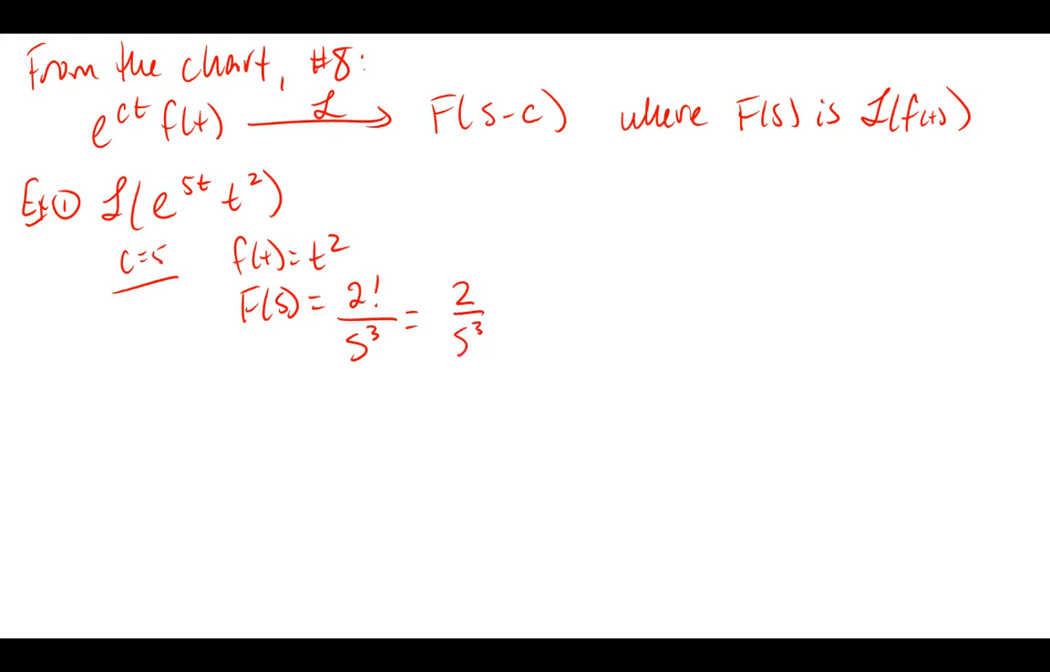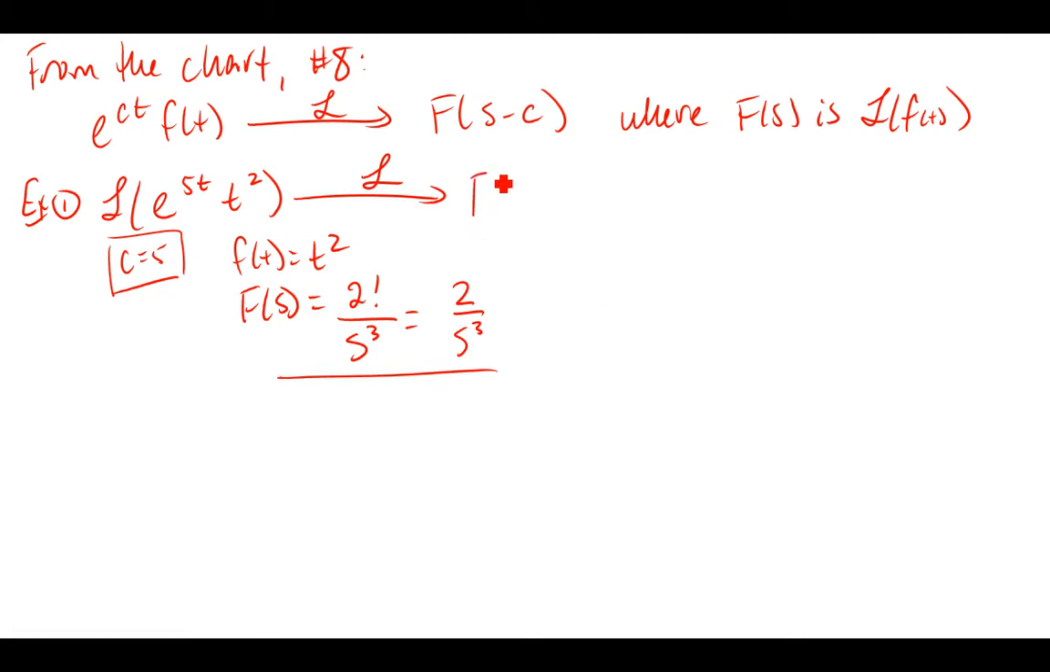Now that's not the answer, right? So here's how you get an easy question wrong on the exam: that's big F of s. But remember, the answer is supposed to be big F of s minus c. So I have all the pieces here, right? I know that, and I know that. So now I'm ready to do the transform.